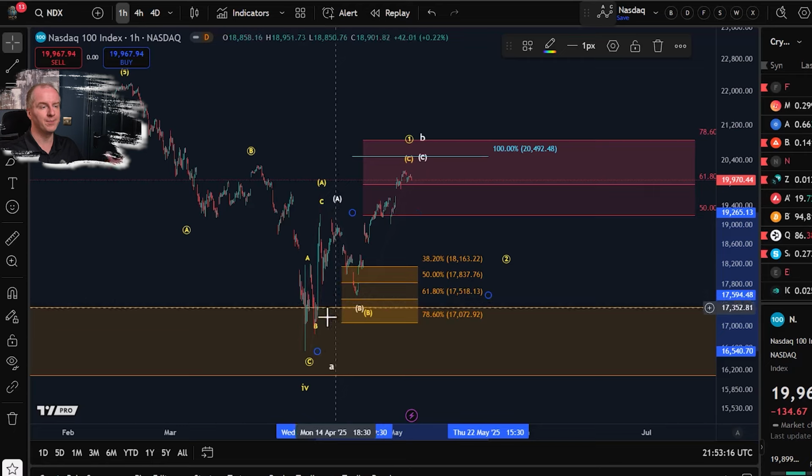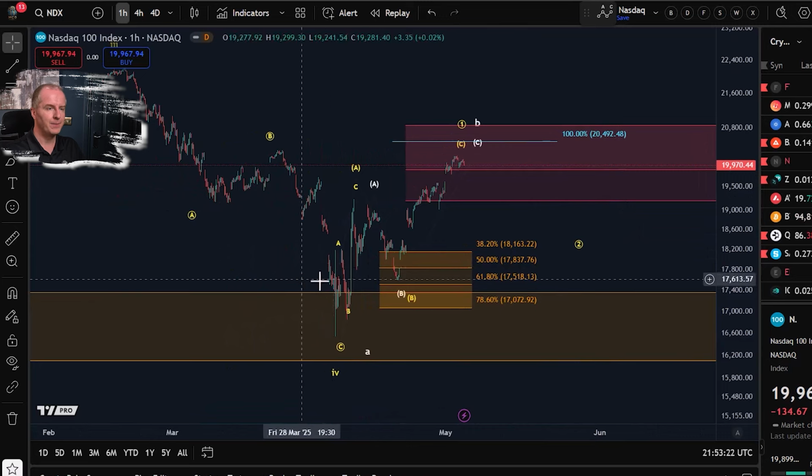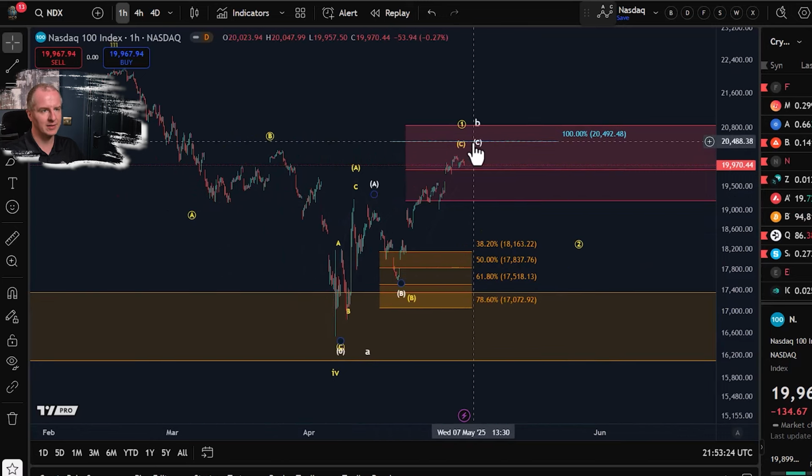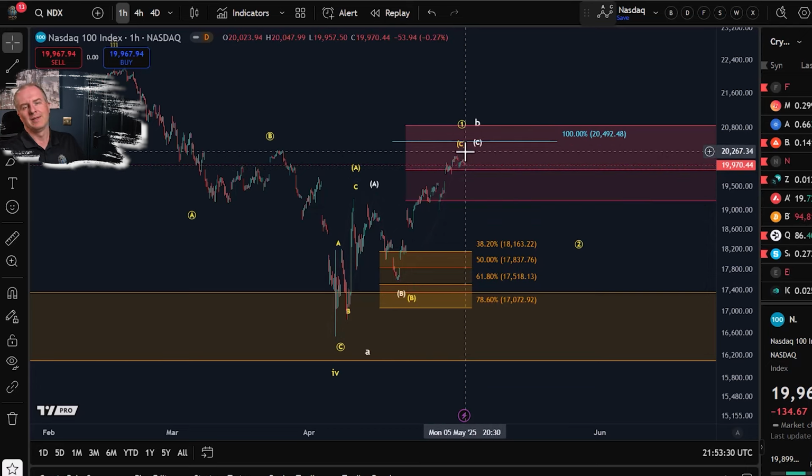The idea was, hey, we have an initial rally, a pullback that was clearly corrective. That was a three-wave move down. Based on that, we can calculate a target, and we're nearly there. 100% extension. Now, if you look at that, nearly there. So it's the 100% extension.